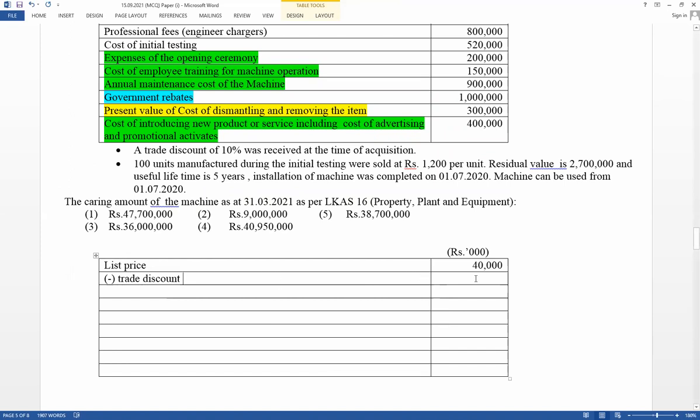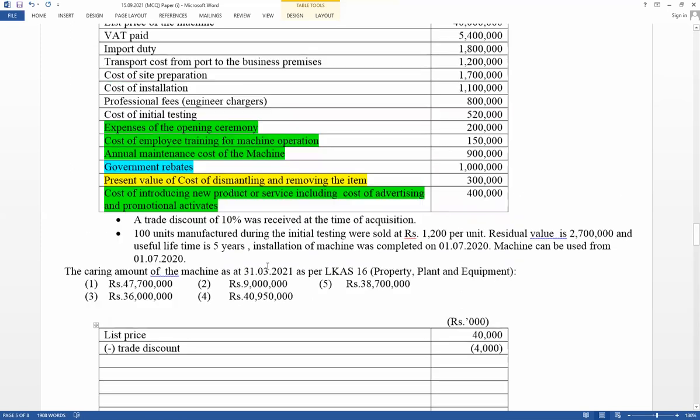Given 10% trade discounts, based on this value, 10% equals 4,000. Therefore, as the purchase price, you have to consider 36,000. That value should be considered as the purchase price, not the list price.